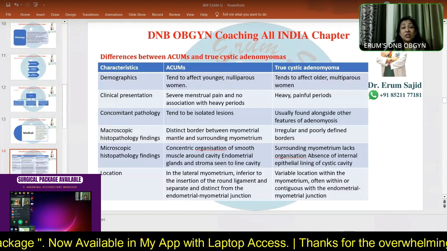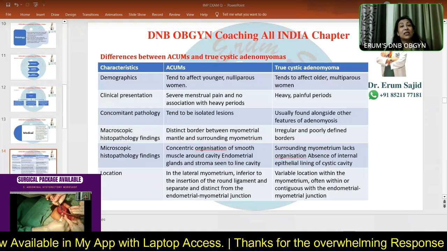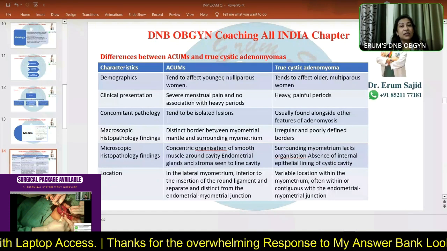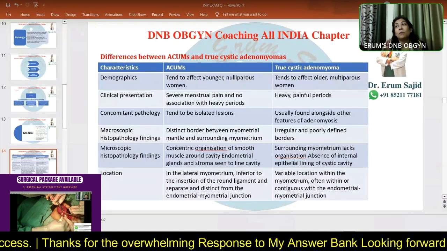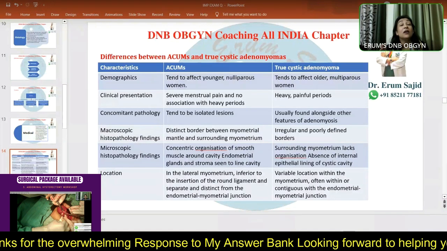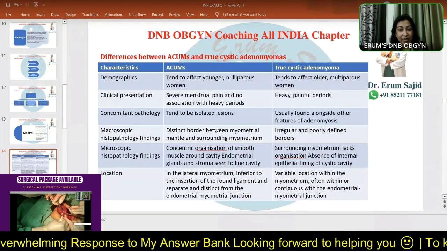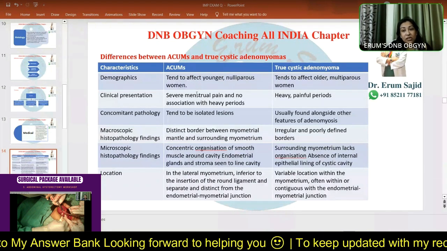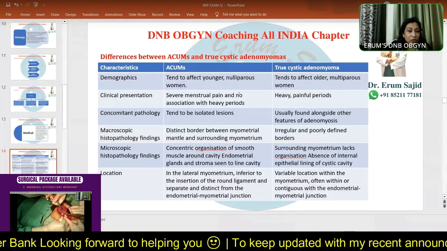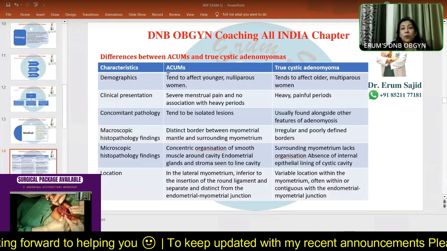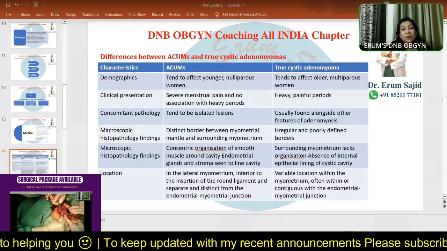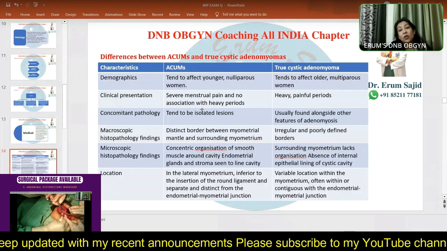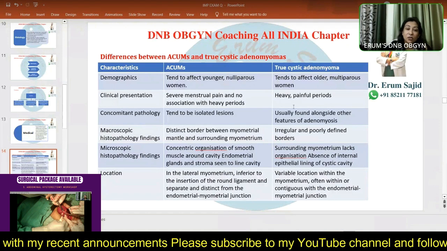Anyway, so differences between ACUM and true cystic adenomyomas. See, adenomyoma, once it gets cystic, it's something similar to a broad ligament fibroid having a degeneration, something like that. So the difference between them is that this is in the younger population mostly, this is in the older. Nulliparas are mostly affected here, multiparas are mostly affected there. They both have painful periods, but obviously here the menstrual pain is more as compared to heavy periods. Here you have both. Pain is also there, periods are also heavy.